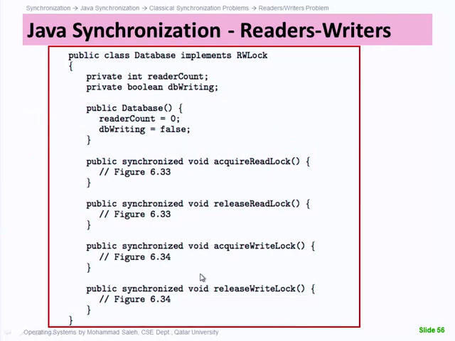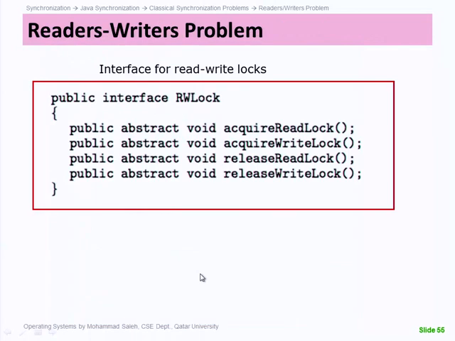So basically we have database, this says the data set, and the name of the class is database, and it implements the RW lock, which is this interface. This interface provides the mechanism for locking. Now, a class that implements this interface must provide implementation of these four methods.